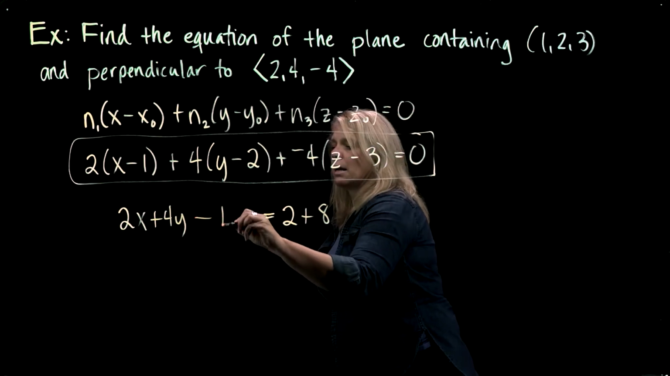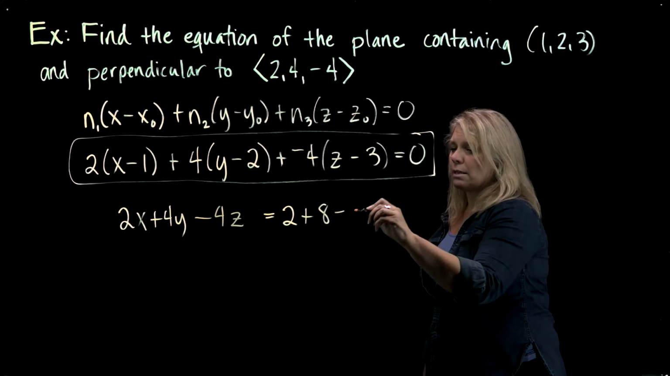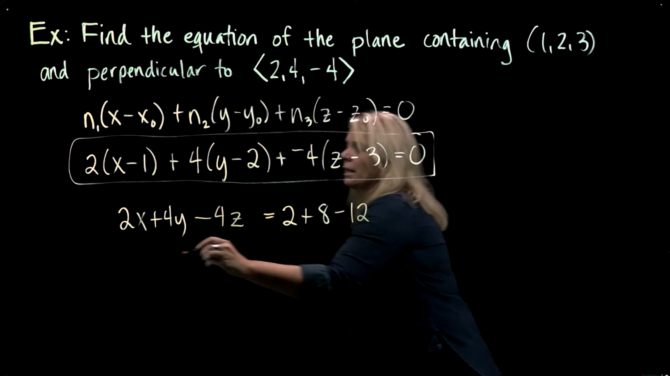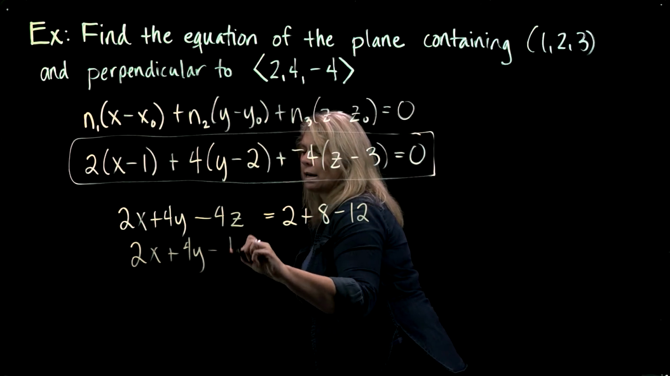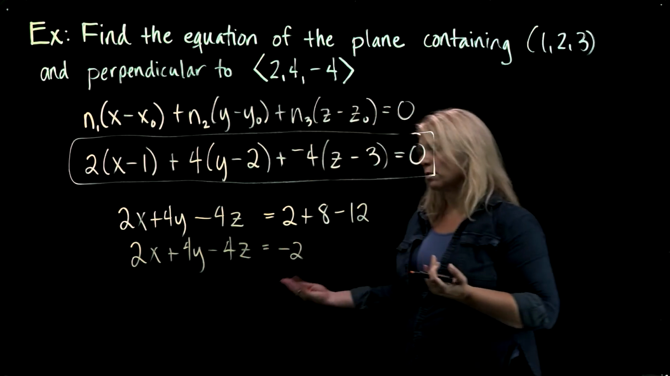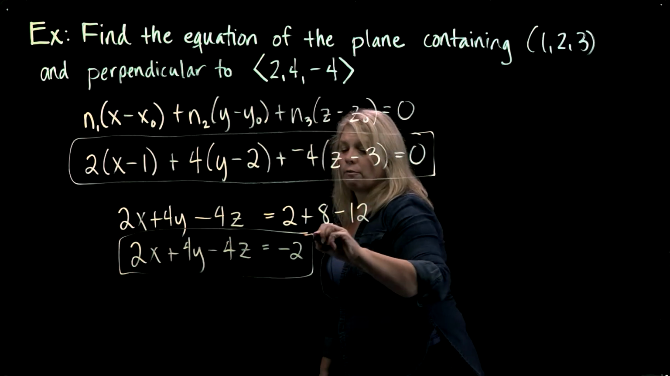And then a minus 4z, this will be a plus 12, and then if I want to subtract that from both sides, I'll have a minus 12, and you can go ahead and combine these. So 2x plus 4y minus 4z equals negative 2. So that's also a correct answer in a more simple form.